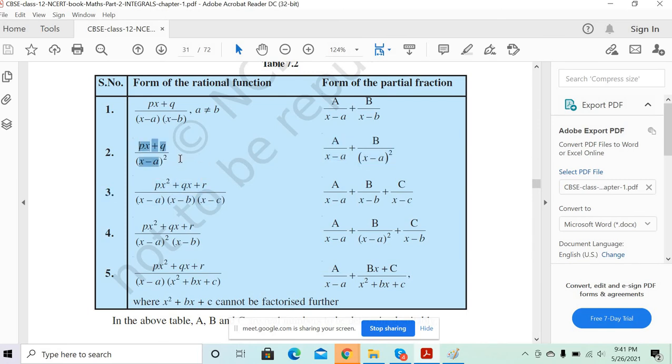(px + q) / (x − a)². This is also in a similar form of (x − a)(x − b). But see, all these are actually the formula part. Whenever the integrand is represented in any of this form, you can actually represent it like this: A/(x − a) + B/(x − a)². We'll tell how it is also.